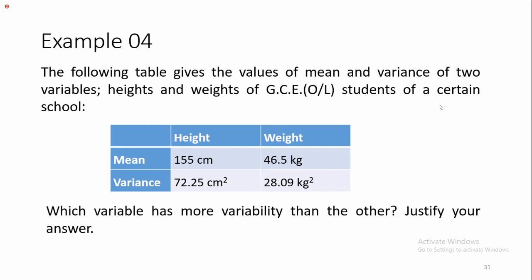Please read this example. The following table gives the values of mean and variance of 2 variables, heights and weights of GCE O-level students of a certain school. So here I have given you this data after summarizing. The question is, which variable has more variability than the other? Justify your answer. Now, try to understand the data we have first.